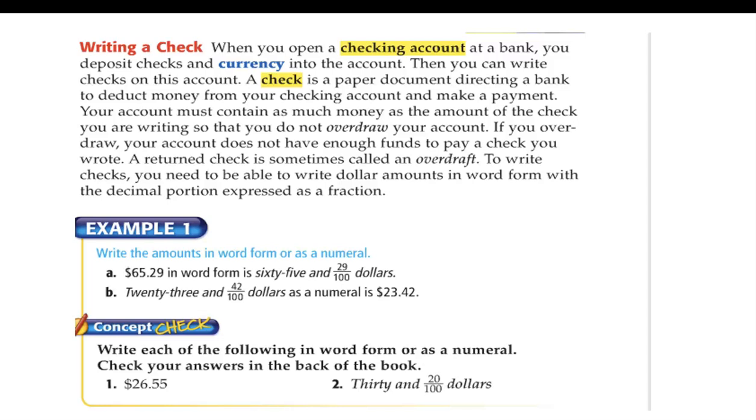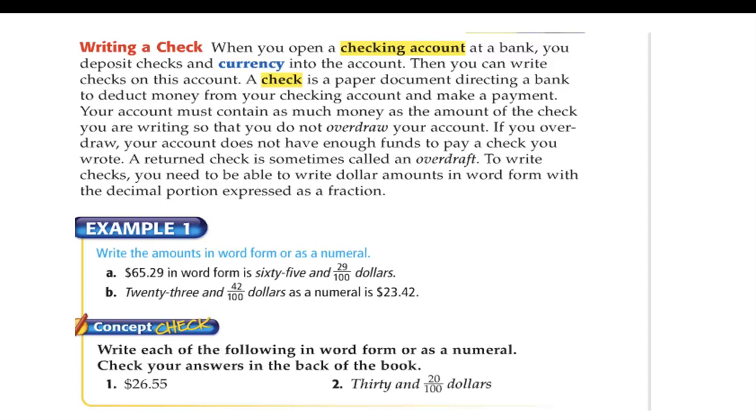So when you open a checking account at a bank, you deposit checks and currency into an account. Then you can write checks on this account. Now, a check, of course, is a paper document, and you probably will not get checks unless you order them. So it does cost money to get checks. But there may be a time where you might have to write a check or receive a check, and it's good to know what everything means on a check.